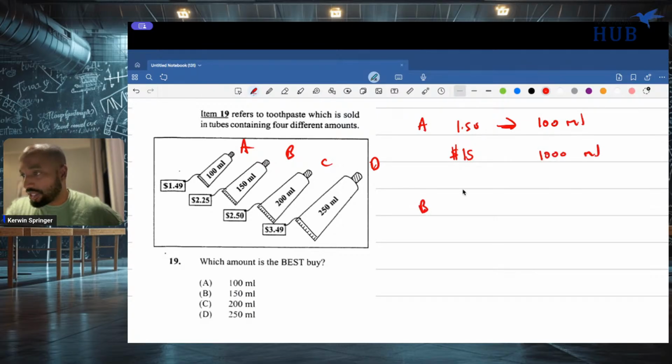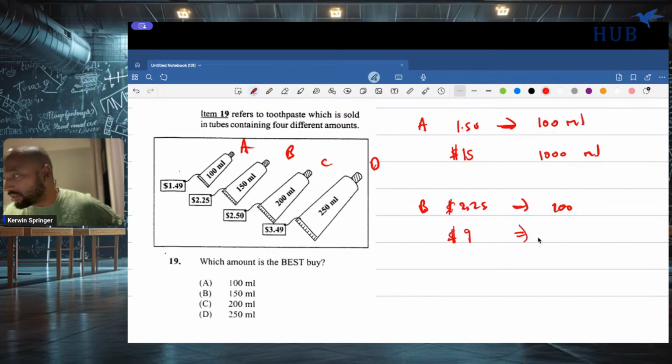Now B. This is $2.25 for 150 milliliters. So 2.25 times 4, because I need to get rid of that 25. I'm just brainstorming here to see if I can find a fast way to do this in the exam. I'll get $9. So I have to go up to 18. So $9, and I multiply the milliliters by 4. 150 by 4 is 600 ml.